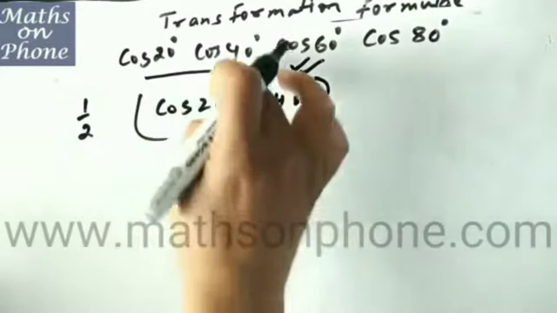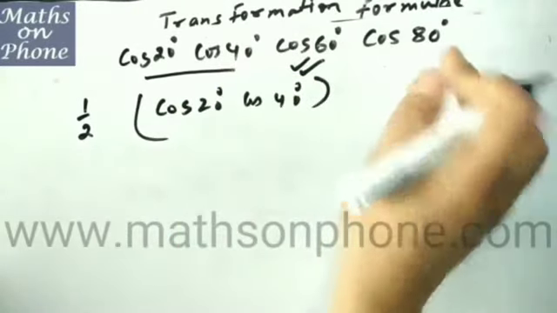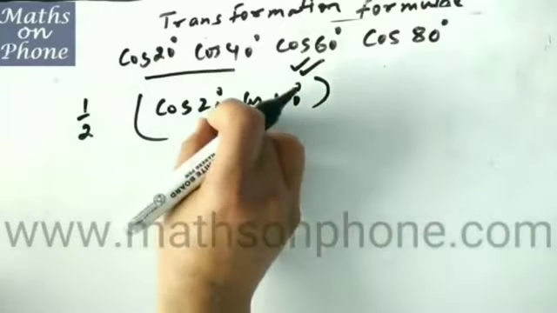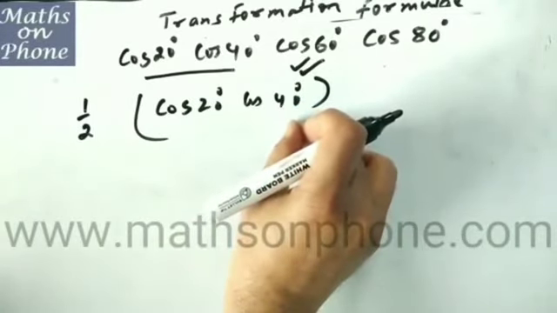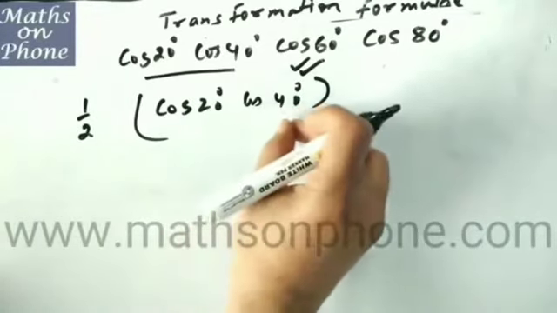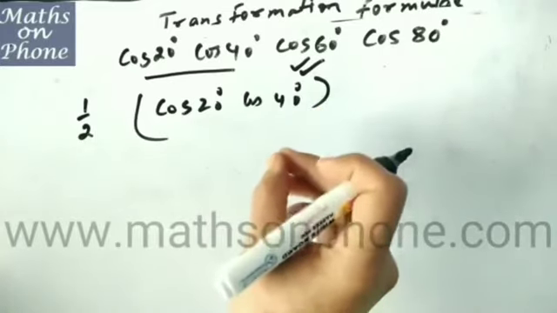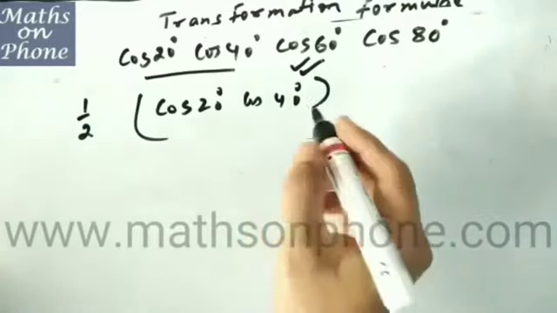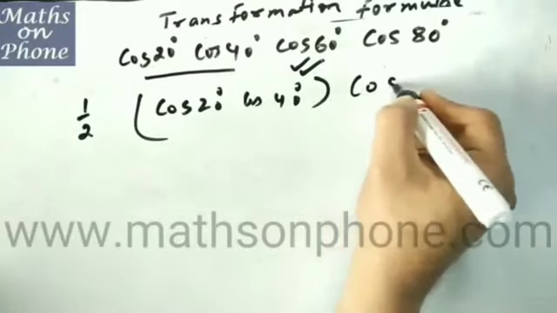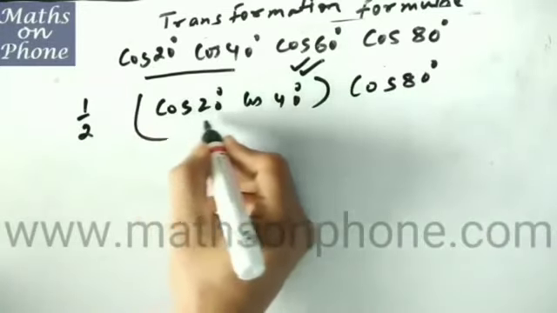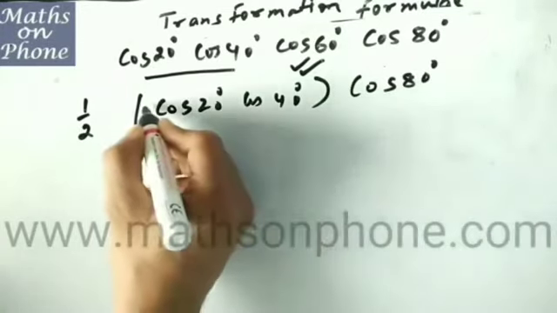We can even combine cos 40 and cos 80. What criteria are we following? That the sum of the angles, or the difference of the angles, should be a known value: 0, 30, 45, 60, 90, like that. And this is cos 80. So we have to bring it in the form 2 cos A into cos B.